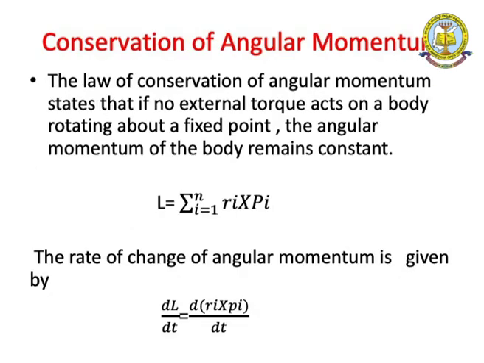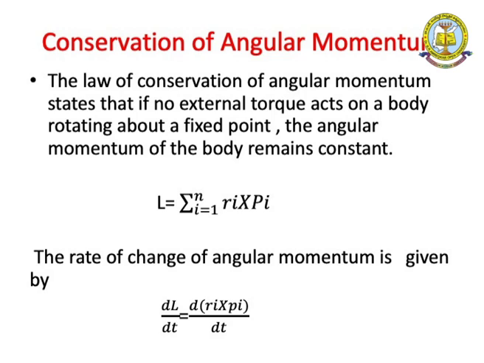Now, conservation of angular momentum. The law of conservation of angular momentum states that if no external torque acts on a body rotating about a fixed point, the angular momentum of the body remains constant. Angular momentum is the product of the position vector r and the momentum p. Now L is equal to r cross p.